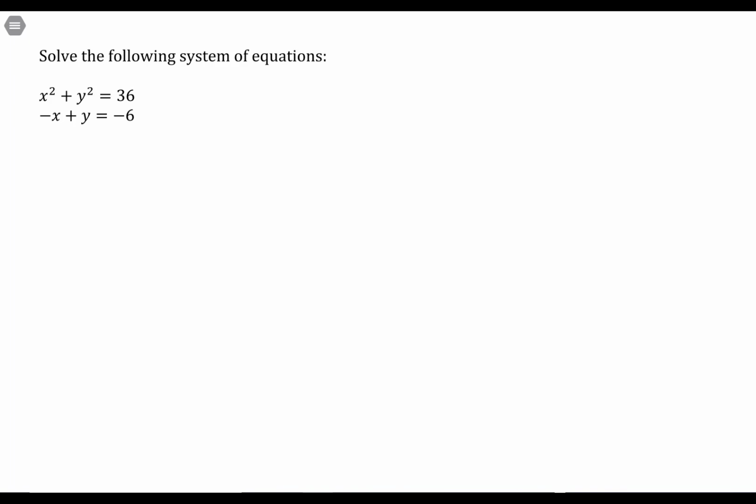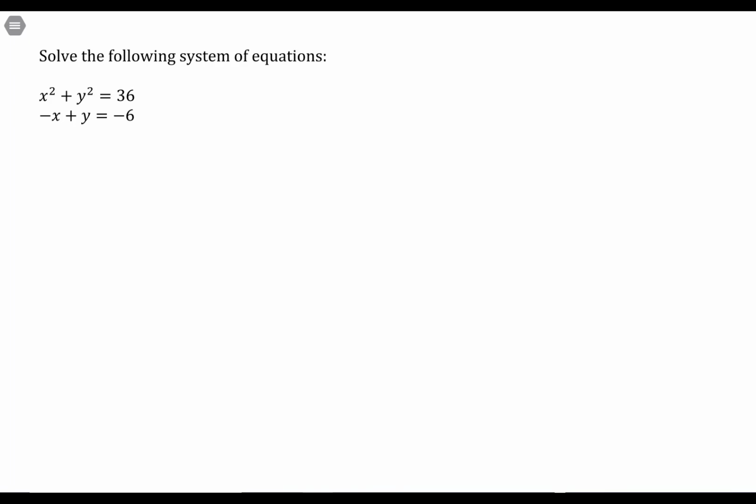Solve the following system of equations. x squared plus y squared equals 36. Negative x plus y equals negative 6. So you should recognize these two types of equations. The first is a circle, the second is a line.